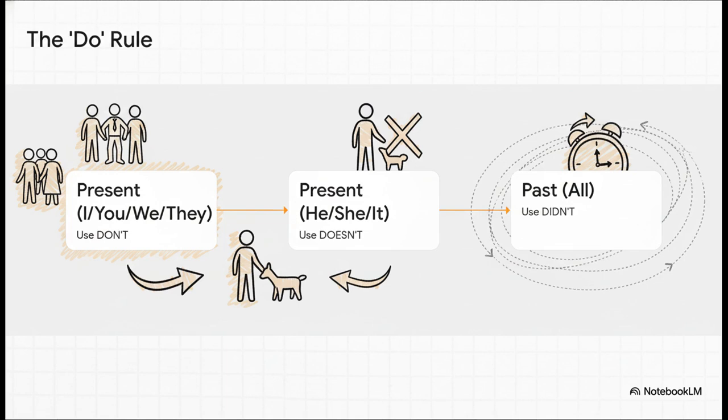For the present tense, if you're talking about I, you, we, or they, you're going to use don't. If you're talking about he, she, or it, you'll use doesn't. And for the past tense, it's the easiest of all. You use didn't for everybody. Let's break them down one by one.